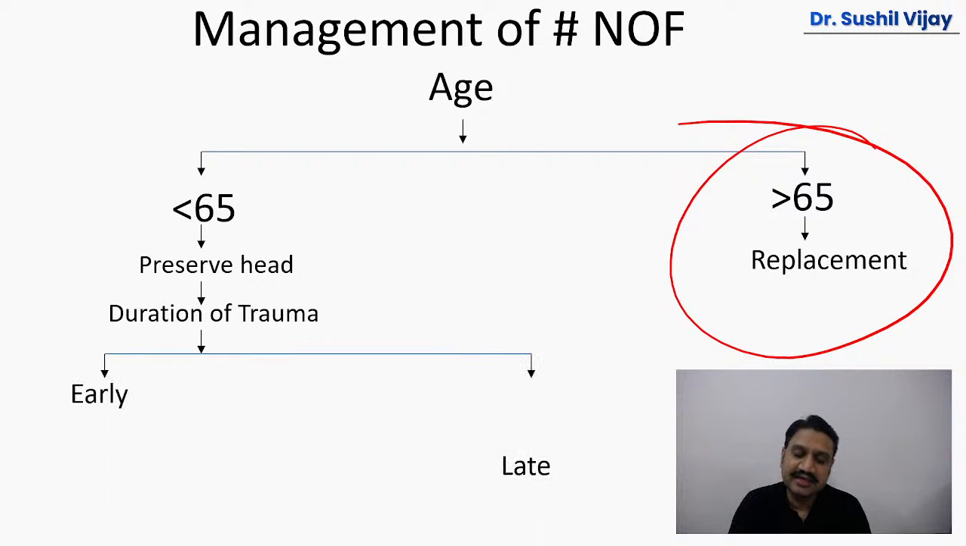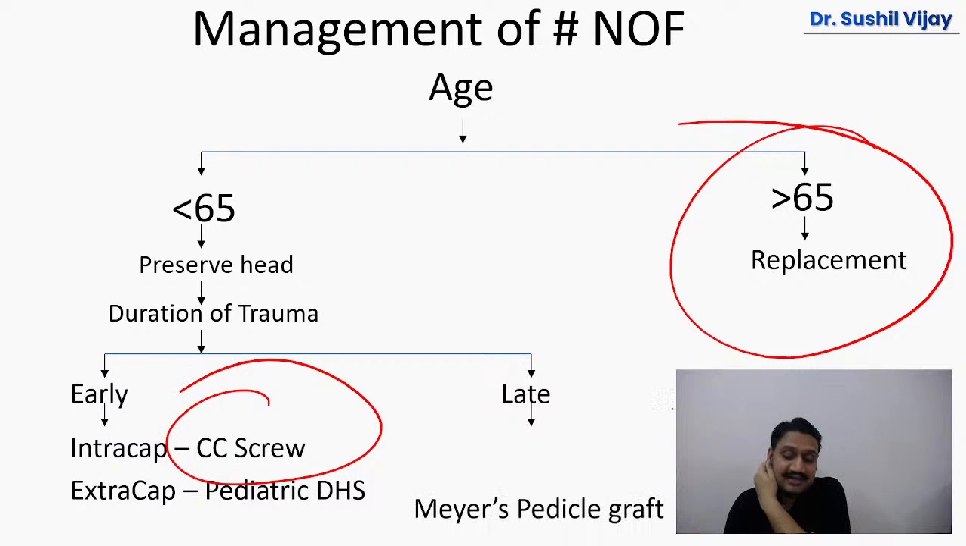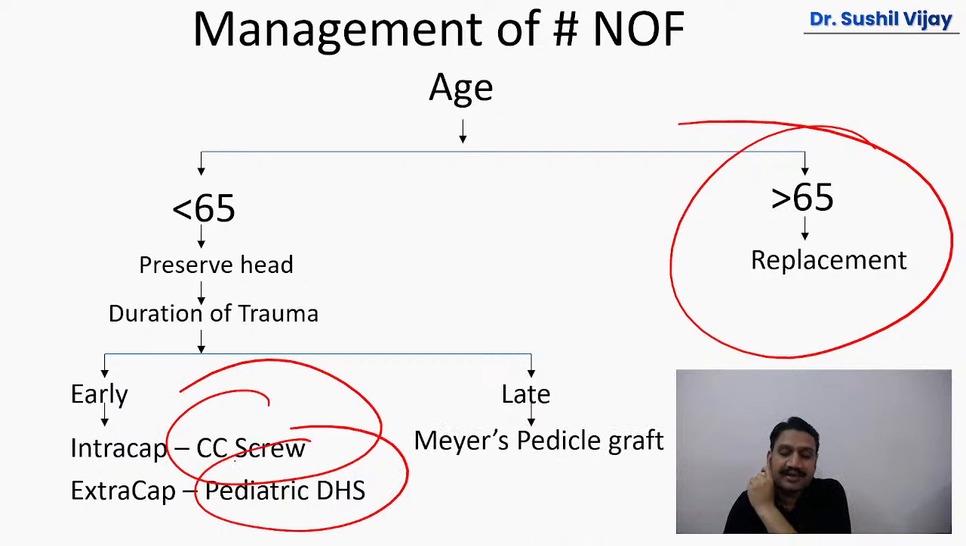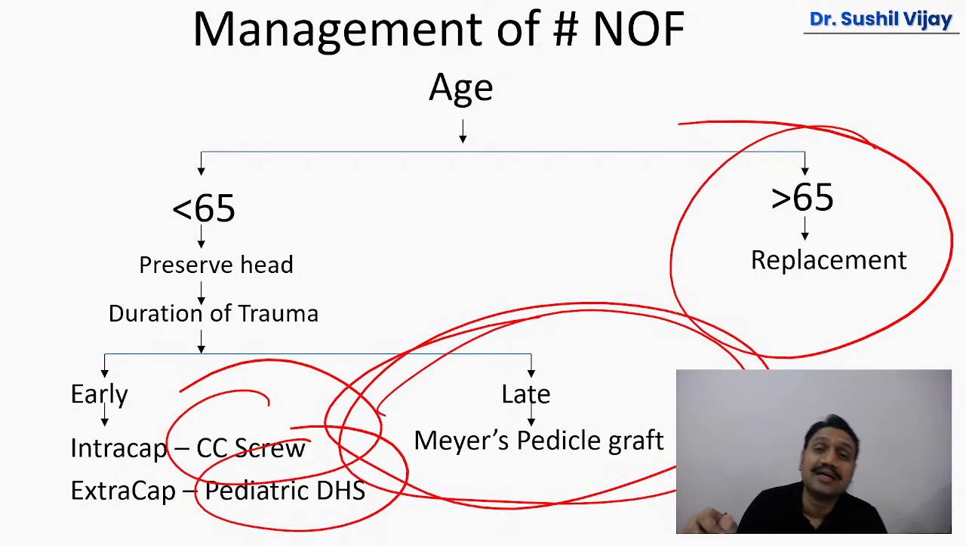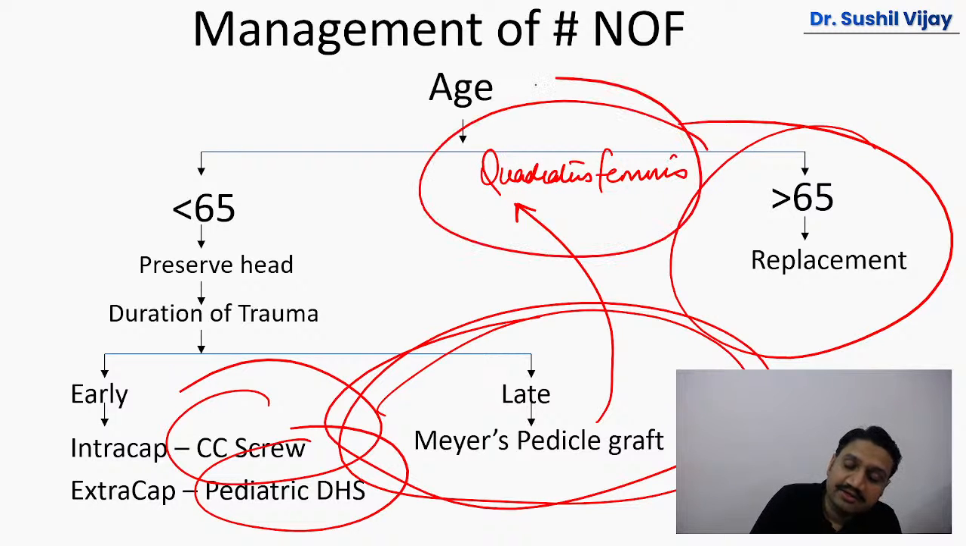So if the injury is intracapsular, we can very well fix it by CC screw, and if it is extracapsular, we can fix it by DHS. But if the patient comes to you late, we can give Meyer's pedicle graft. Meyer's pedicle graft uses what muscle? That is another question. That is quadratus femoris. Very important question.